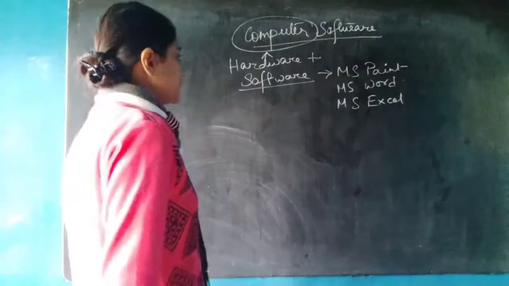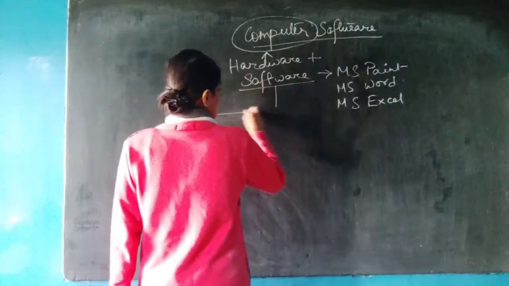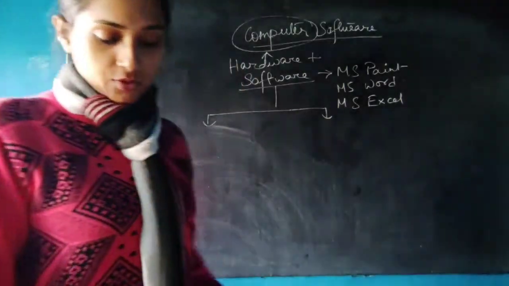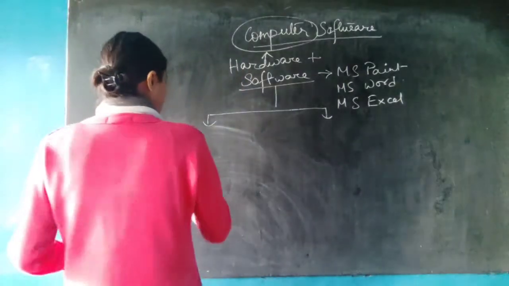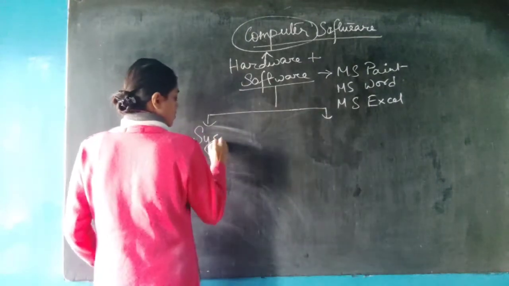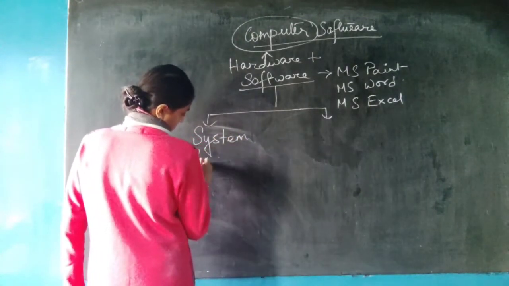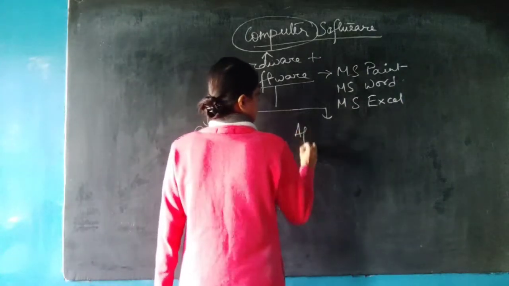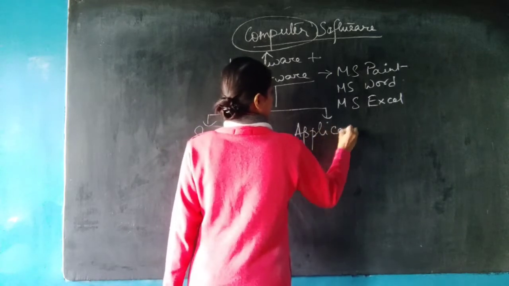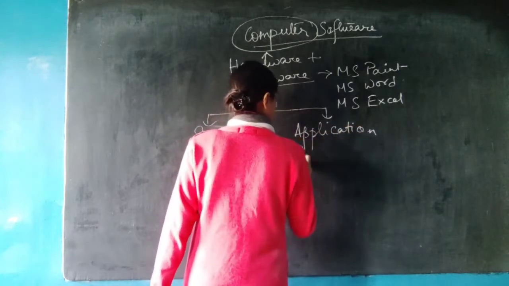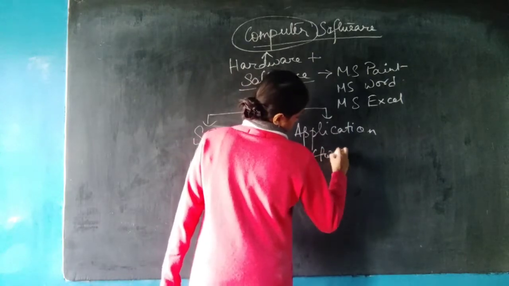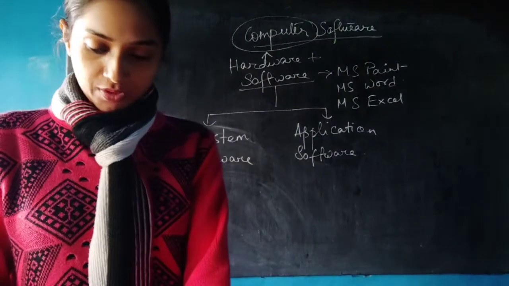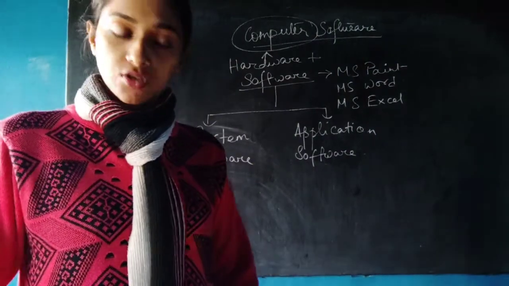Now, next we will see the types of software. That means if we classify the software, how many types of software are there? So the first one is system software. The second one is application software. So system and application software. These are the two main subdivisions of the software.